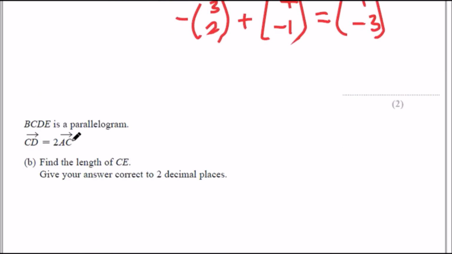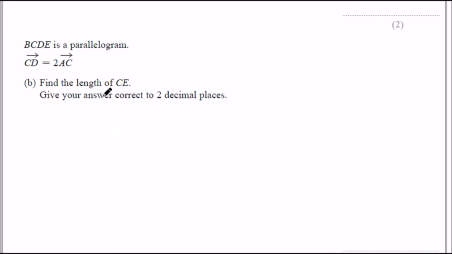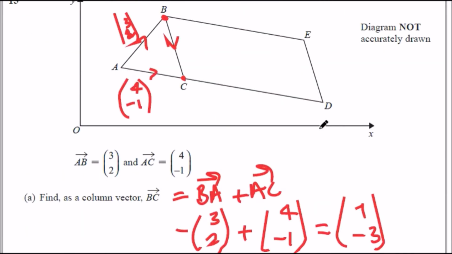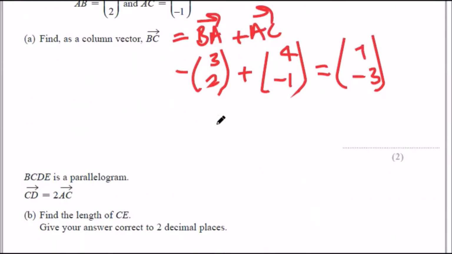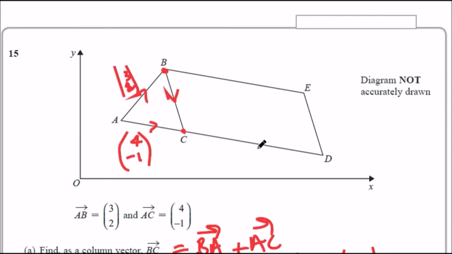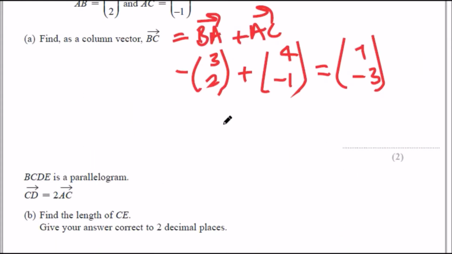Now BCDE is a parallelogram, and it tells us that CD is twice the length of AC. So let's have a look at CD for a second. CD is twice the length of AC, so wherever AC is, CD is going to be 2 times that value. So it's going to be (8, -2). Give your answers. So find the length of CE.